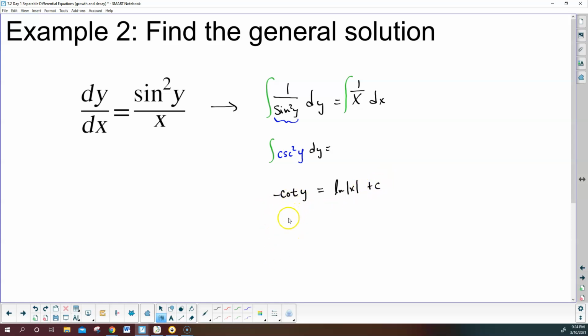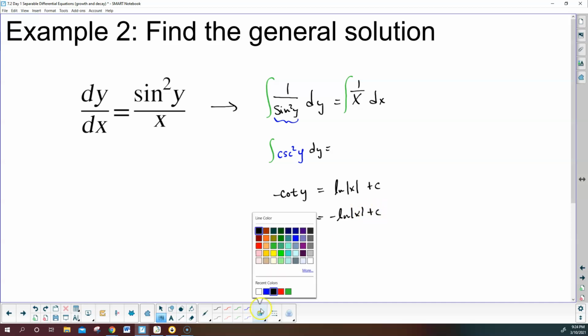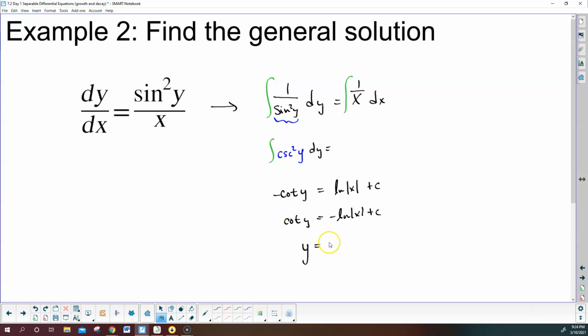All right, the last piece is now we got to solve for y. So I'm just going to bring that negative over here. And then how do I get, oh, I didn't do that. How do I get rid of a cotangent? Well, you could do the inverse of cotangent.